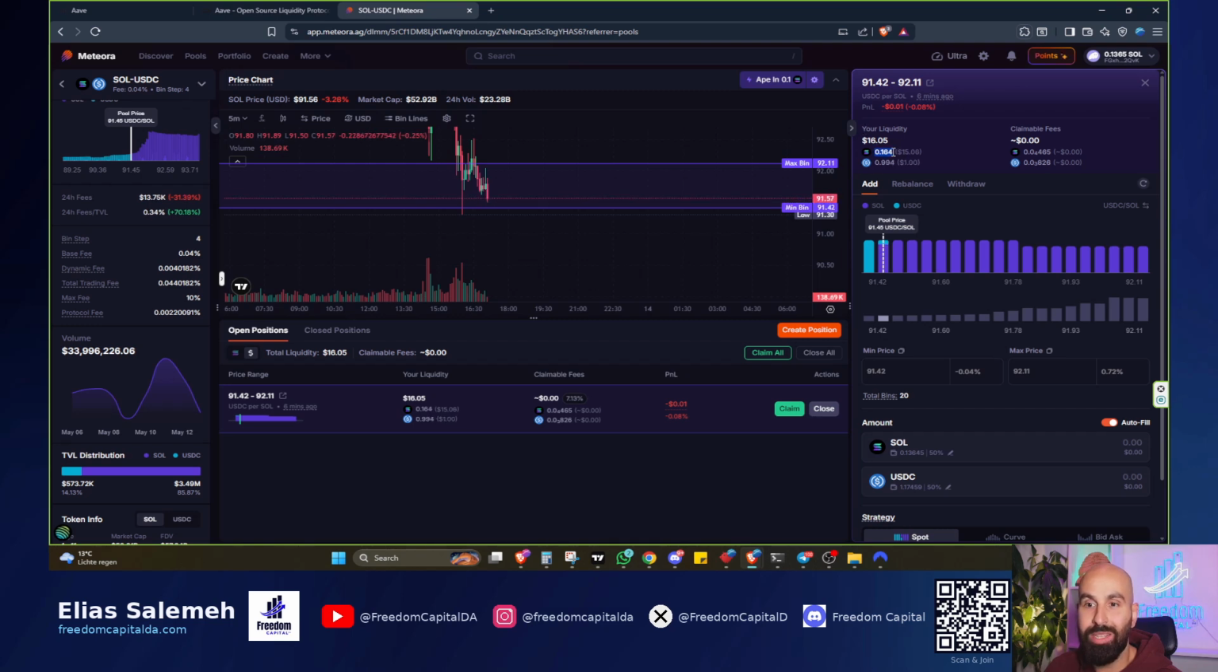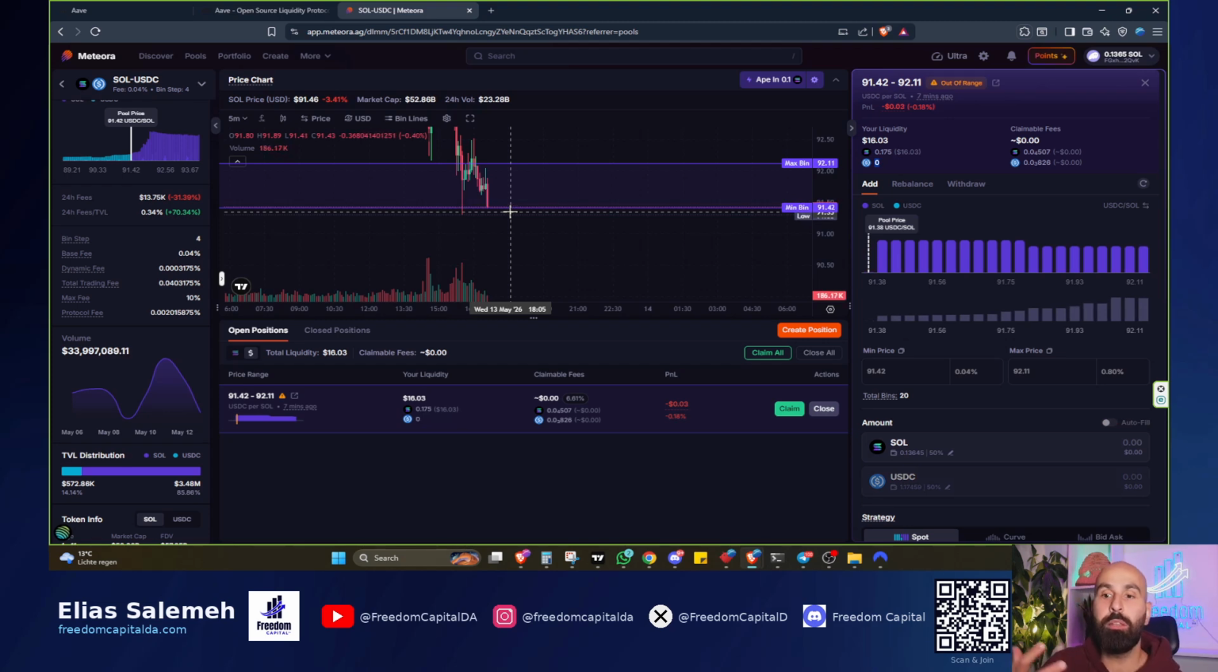I have right now 0.164 Solana, and I no longer have any USDC inside of my position because price is reaching the bottom of the liquidity that I deployed, and you can clearly see that it replaced all my USDC with Solana. So this is the danger of doing this without a purpose. If you just deployed your assets because you want to make fees, you might end up with one token that you don't want. So it's very important to understand what you're doing.